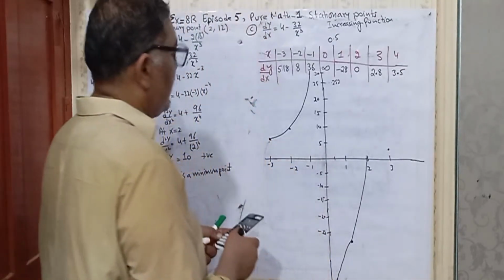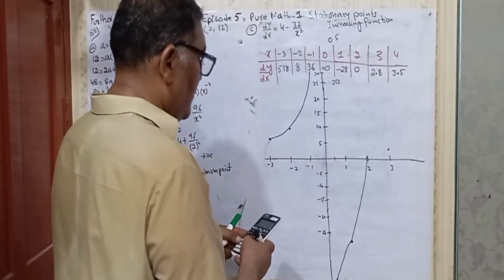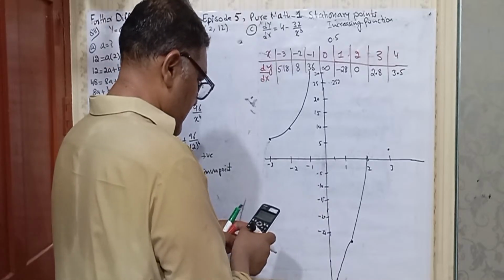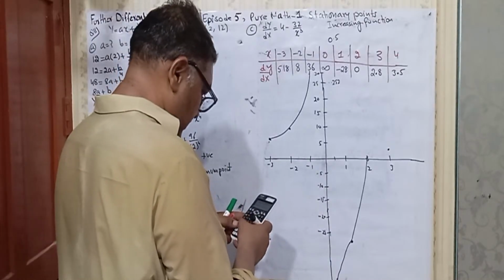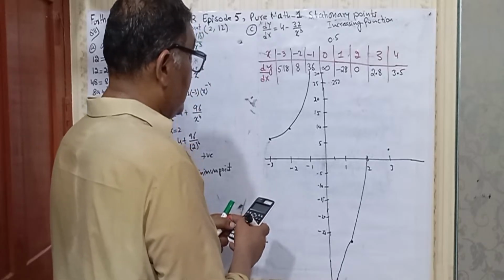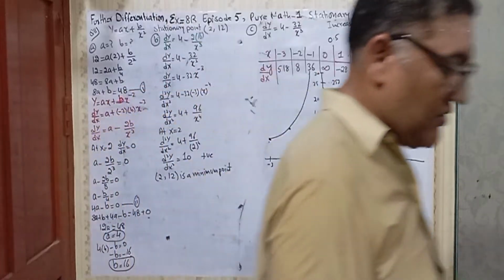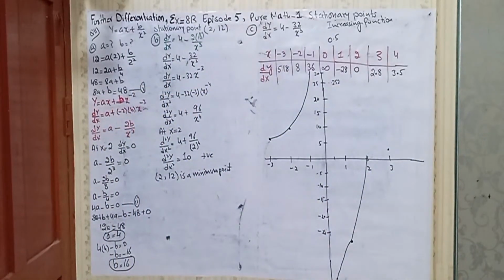Let me check at 3 again. So that will be 4 minus 2.8. Okay, so 32 divided by the... Okay, so their question was to find a range of values of x for which this is increasing.